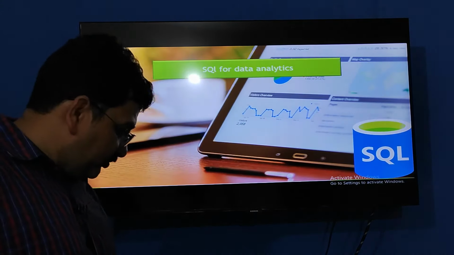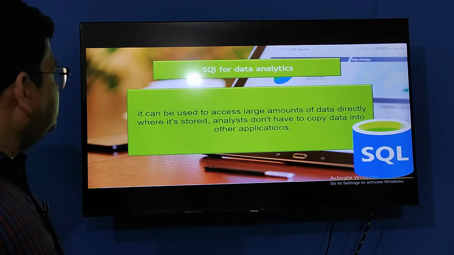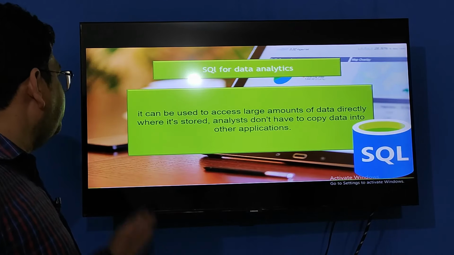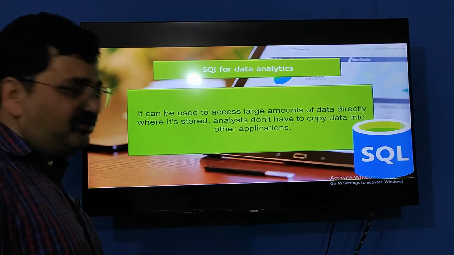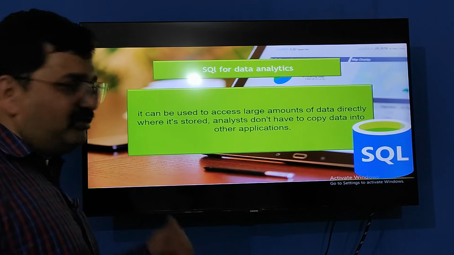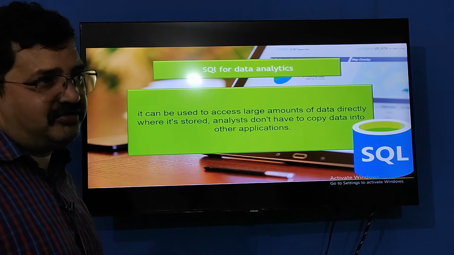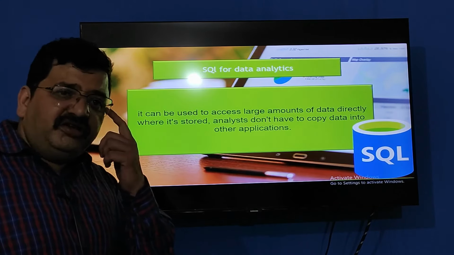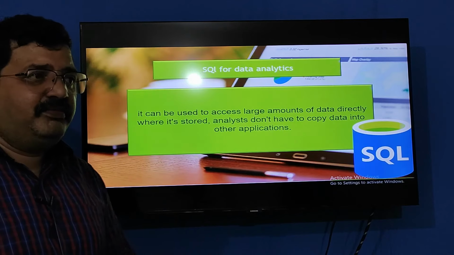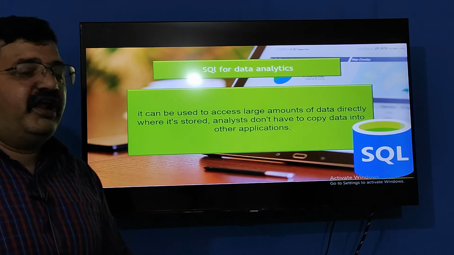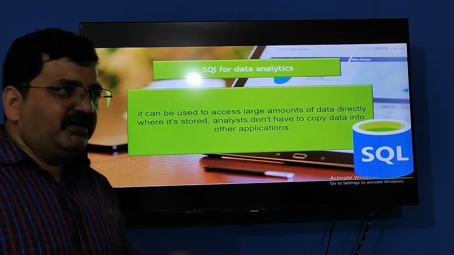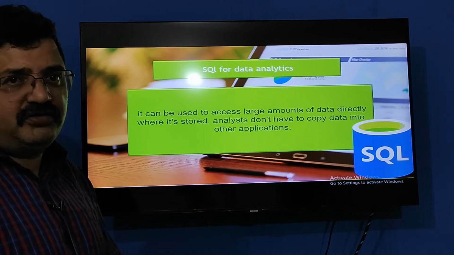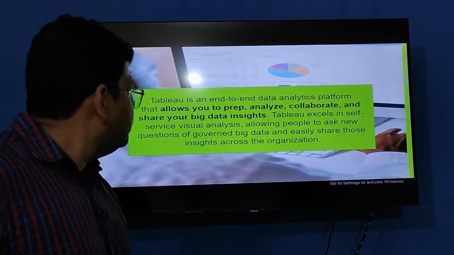SQL. SQL can be used to access large amounts of data directly where it's stored. You don't have to copy data into a further application for analysis. You can do that directly. That is the benefit of SQL. You have to learn the commands of SQL also. Simultaneously, with this course, we will also help you work on live projects. We have some live projects here, because a practical approach is needed. So we will give you some practical exposure in this.